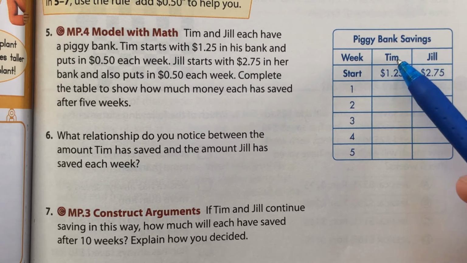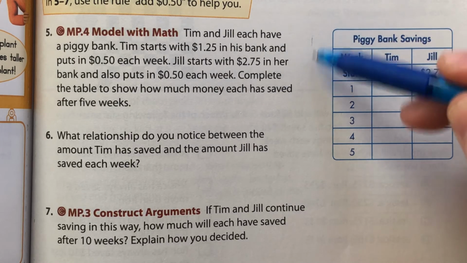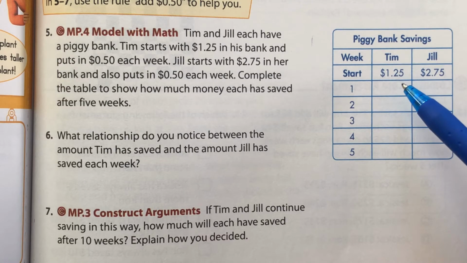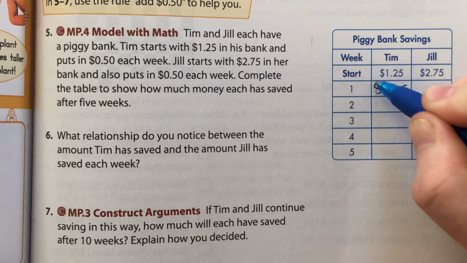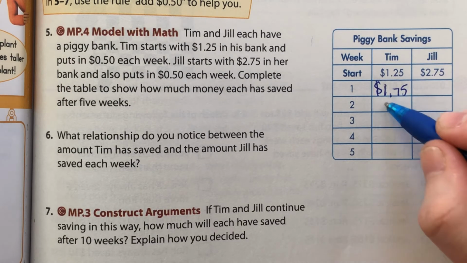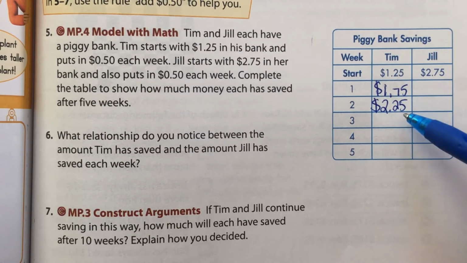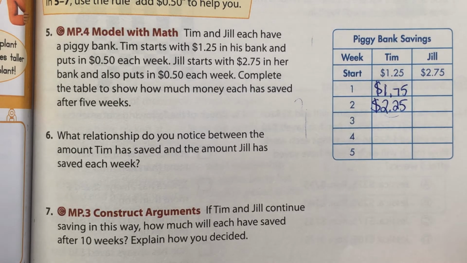Well, Tim, and again, it's nice to think about this like money. You can, if you want, add it up on the side, but think about it like money. $1.25 plus 50 cents is $1.75. $1.75 plus 50 is $2.25. And again, if you cannot do this in your head, you can add it on the side. Make sure to line up those decimal places, okay?